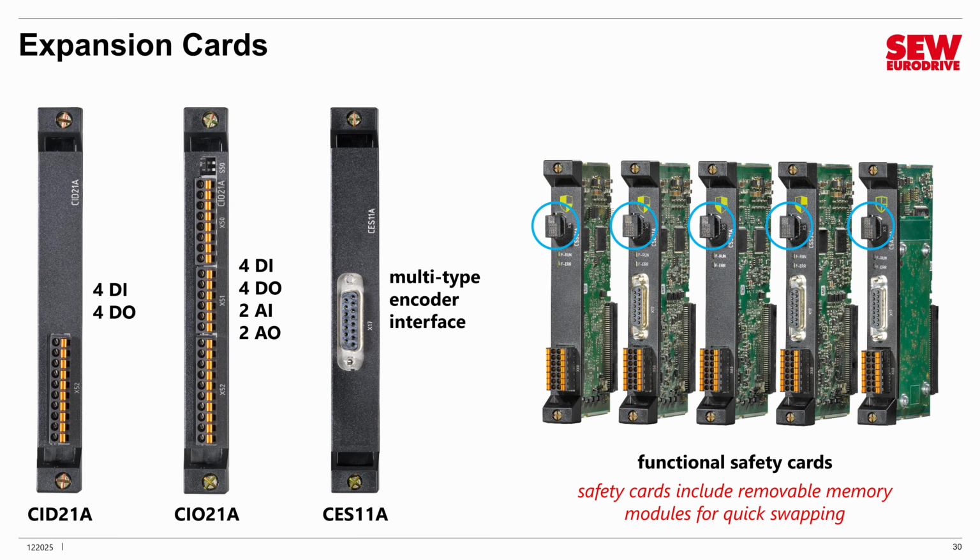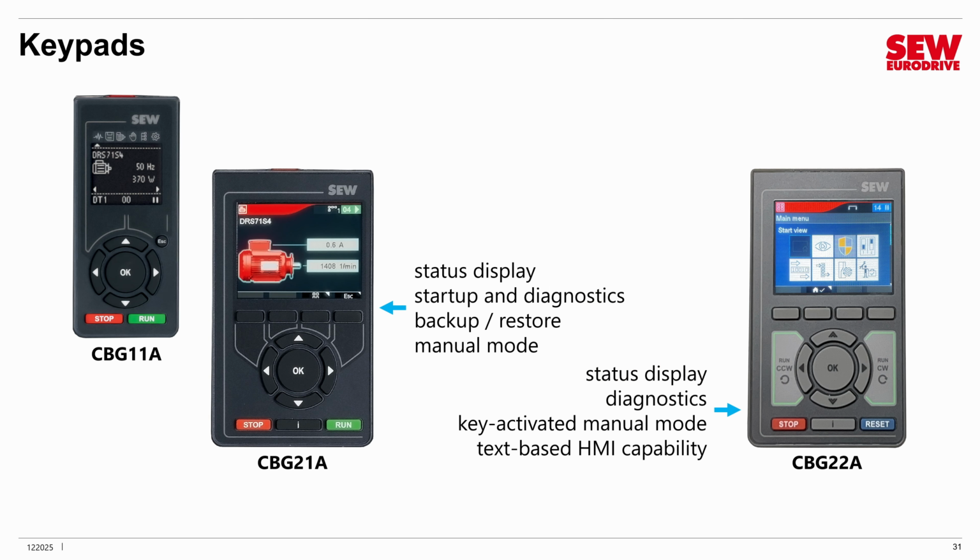All the cards on the right are what are called functional safety cards, and the way you can identify these is by the yellow shield symbol on them. Functional safety cards provide a variety of features that are used in certain kinds of safe installations. Notice that every one of them has a removable memory module that allows quick swapping. All the safety commissioning is on the module, so if you have to replace the card, you can swap in the module and the commissioning goes with it. Very handy.